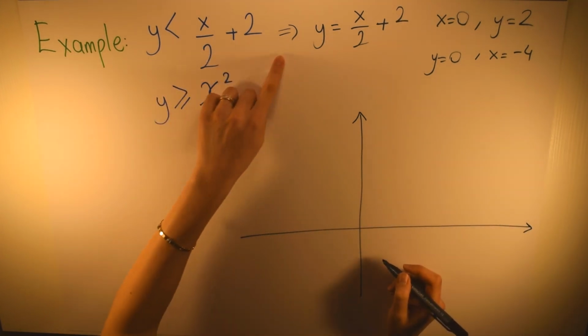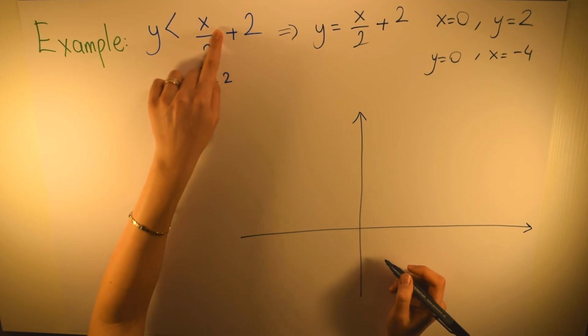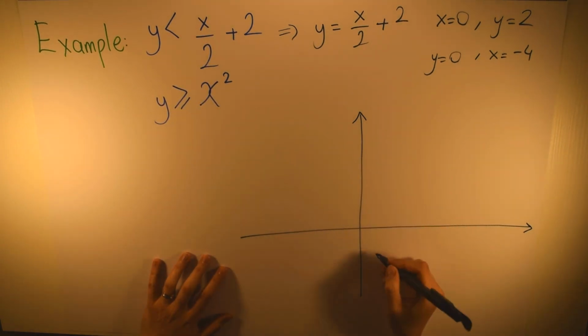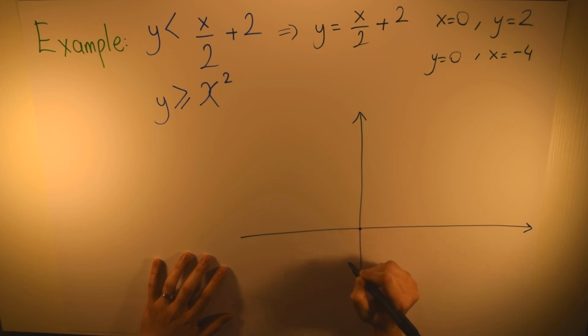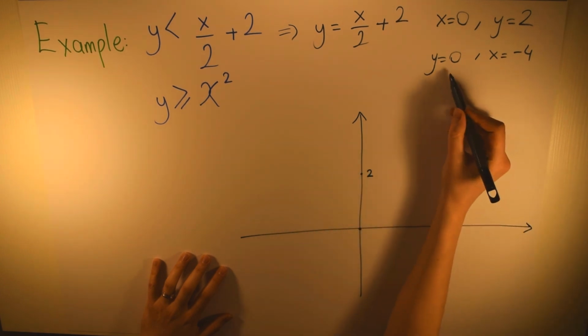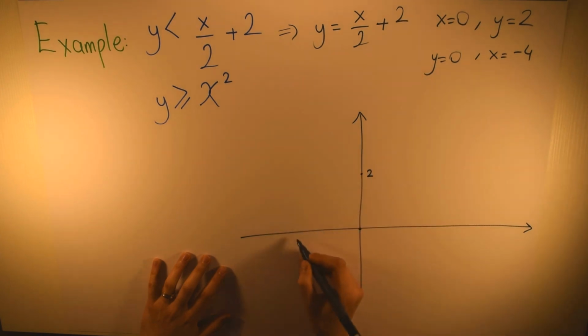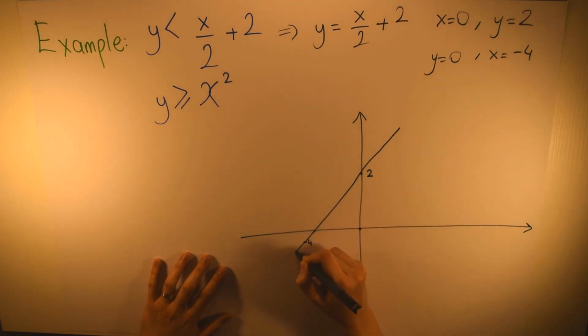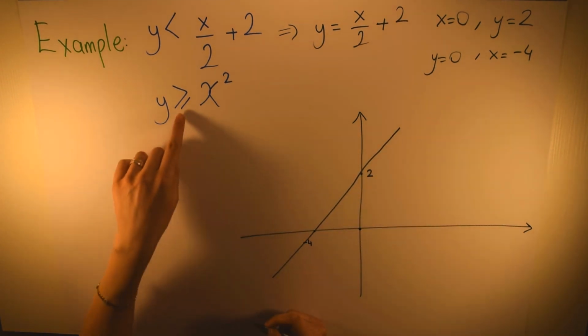So this is not quadratic, as you can see. This is linear, so it will be just a straight line. So when x is equal to 0, y is equal to 2. Okay, so when y is equal to 0, x is equal to minus 4. Okay, so this will be the line. And after that, this one.